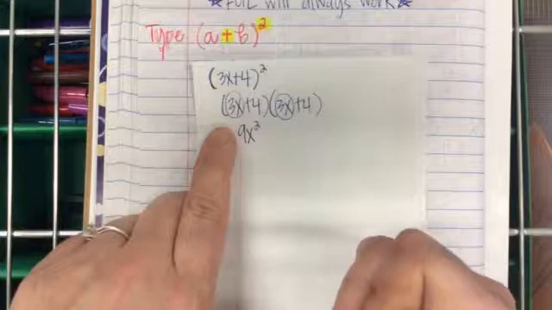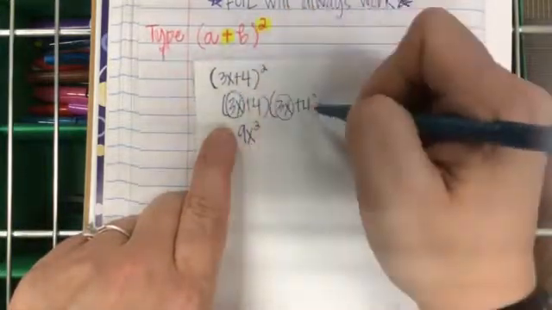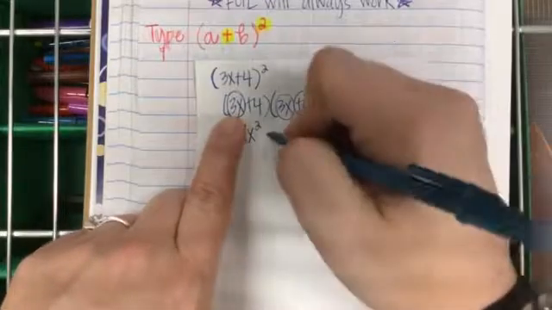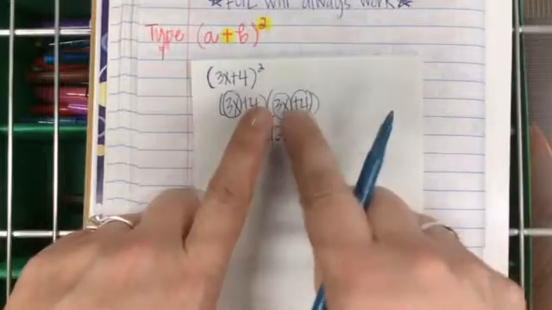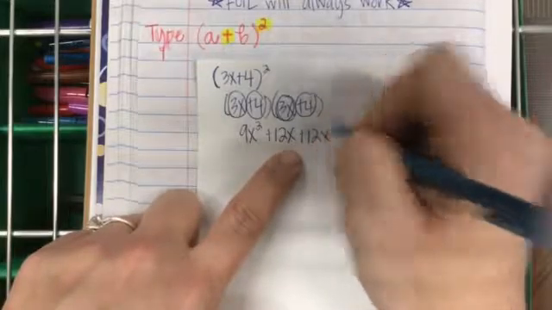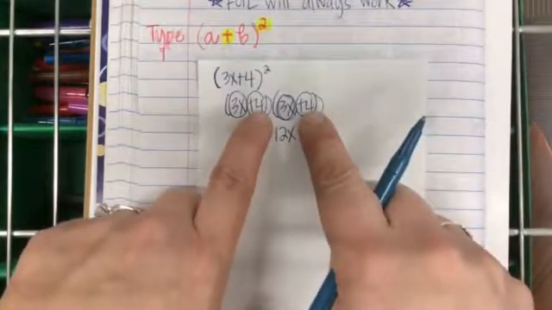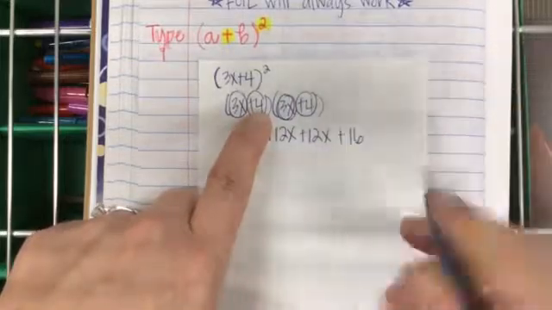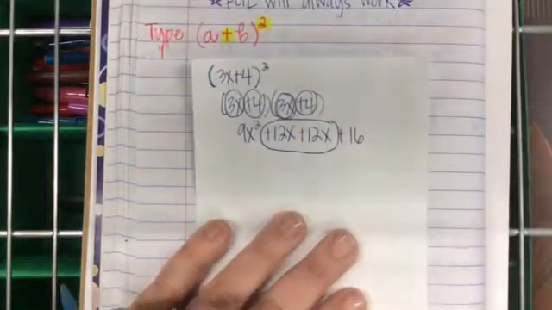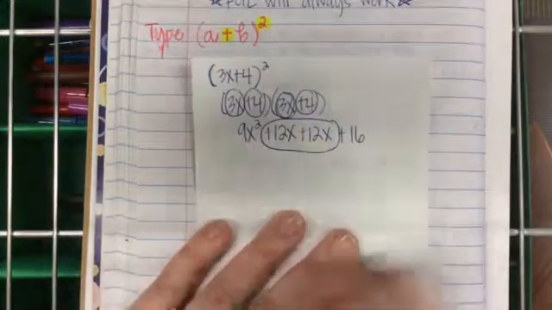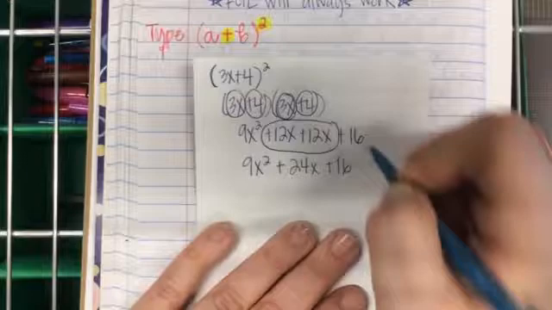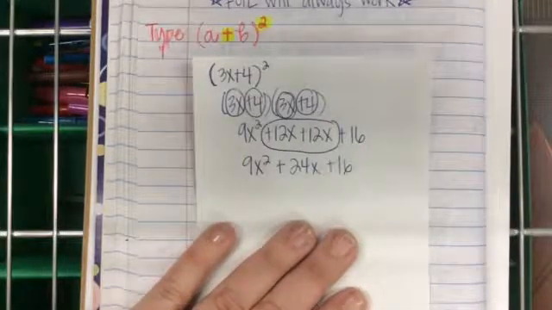9x squared, 9x to the second power. Then I would do outside, 3x times 4. And then I would do inside, 4 times 3x. And then I would do last, 4 times 4, which is 16, right? And then I would do what? Combine to get 24x plus 16. Right? And that's my answer.